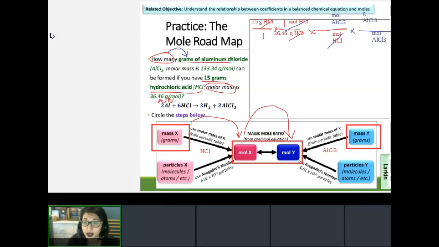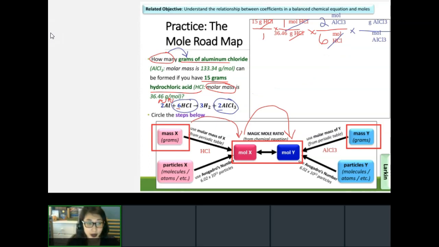And let's go ahead and fill that in. Oh, sorry, I forgot to fill in this middle one. So this middle one right here, again, moles to moles means I have to use my chemical equation. So let's take a look there. How many moles of aluminum chloride are in our chemical equation? Take a look at the coefficient. Yeah, there are 2. How many moles of hydrochloric acid are in the chemical equation? Beautiful, 6, yes.